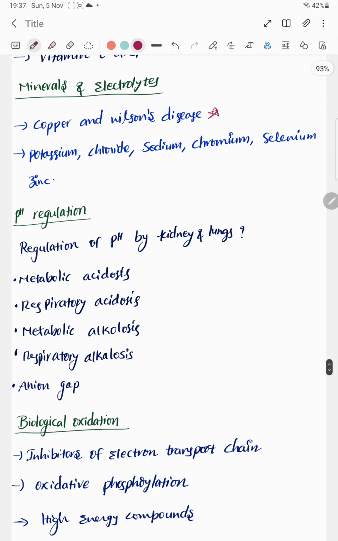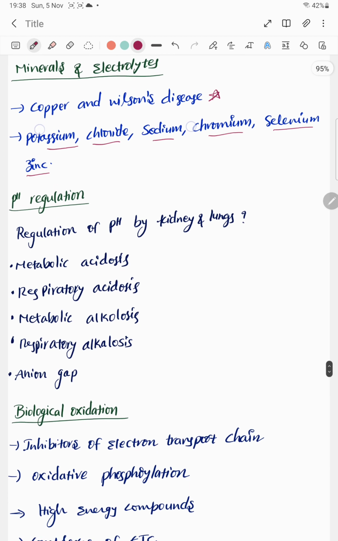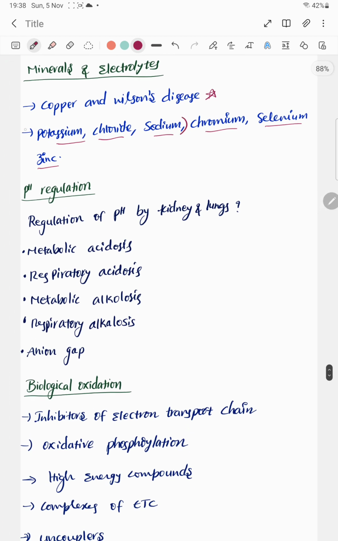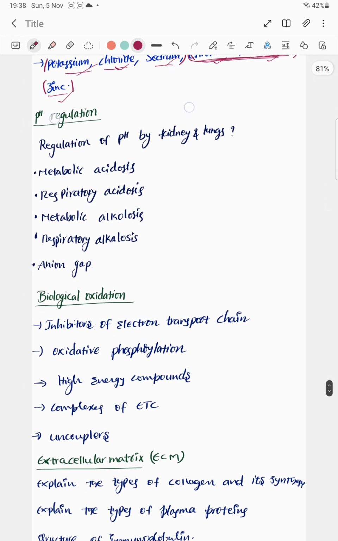And in minerals, like electrolytes: potassium, chloride, sodium, chromium, selenium and zinc. All these are very, very important. Of course, up to here electrolytes, and the rest will come under different macro elements, micro elements, all that. So you can go through all these: potassium, chloride, sodium, chromium, selenium and zinc. Either they may be asked in MCQ, sometimes in short questions as well. So copper mainly in short questions, Wilson's disease in short questions area. Calcium, iron, I have already given in the essay questions video.